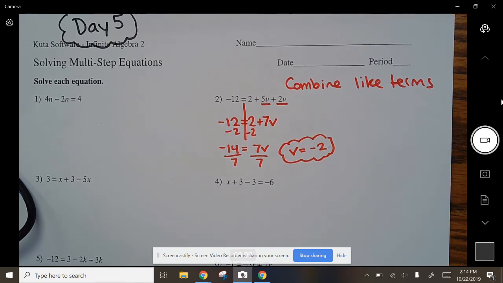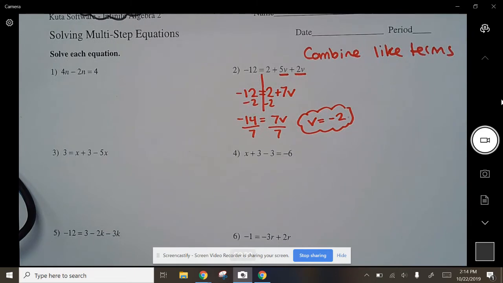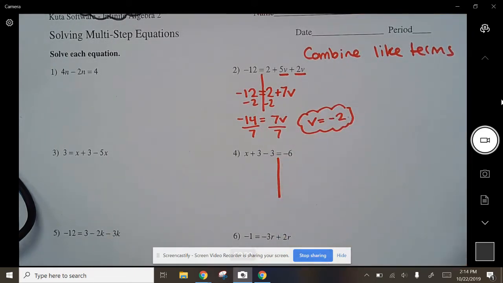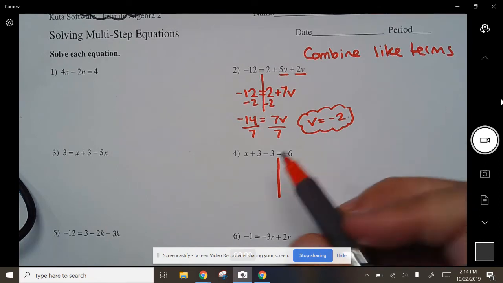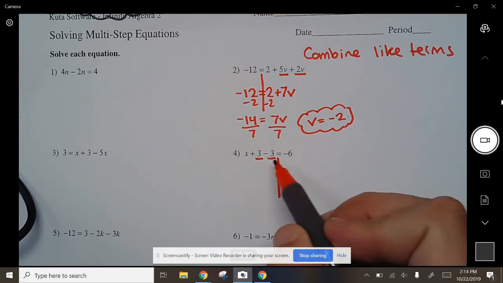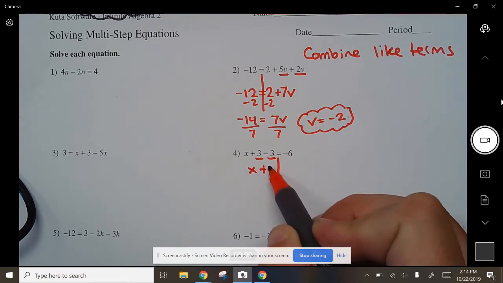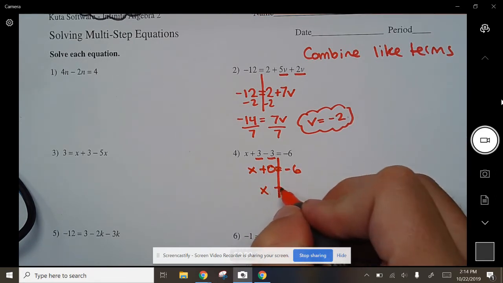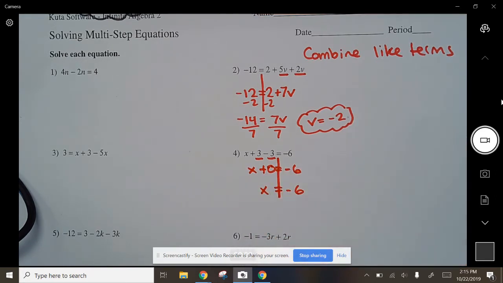All right, look at number 4. If I look at this now, look on both sides of the equation, is there anything I can combine? And this one's actually kind of funny because there are no other x's to combine, but these two numbers here, positive 3 and negative 3, well, 3 minus 3 is 0. So I could have x plus 0 equals negative 6, or I could just put x equals negative 6. And that is correct. That is my answer.